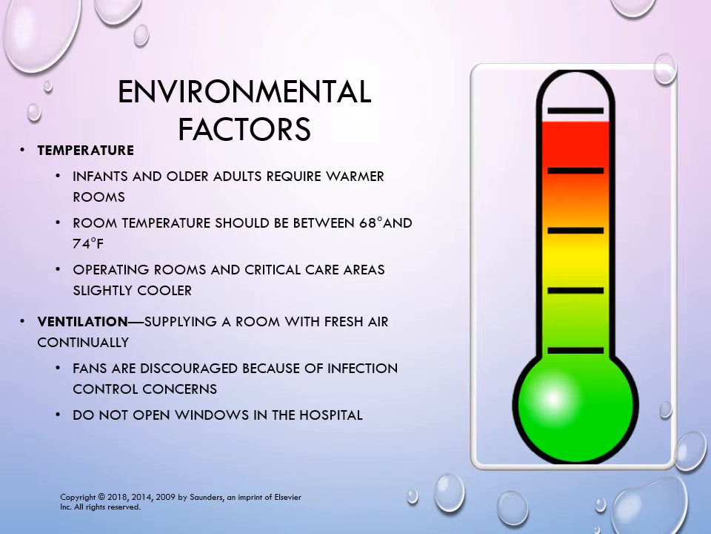Because of their poor thermal regulation, infants and older adults may need their rooms warmer than other patients. Keep room temperatures between 68 and 74 degrees Fahrenheit. Operating rooms and critical care areas are usually kept slightly cooler to reduce the patient's metabolic demands.